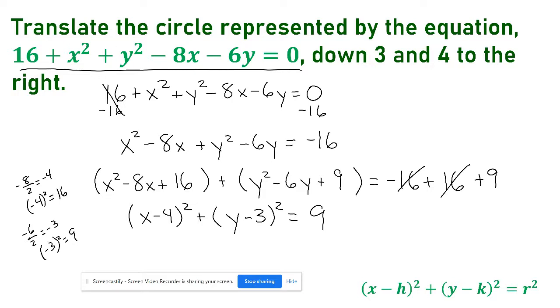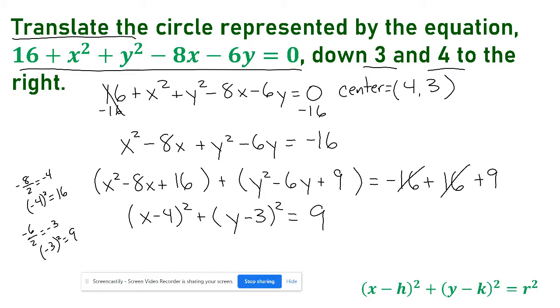It says we have to translate this thing down 3 and 4 to the right. So here's what we need to do. We need to look at what our center point is. Our center point is the point (4, 3). That's our center. That's what we're going to use to translate this.